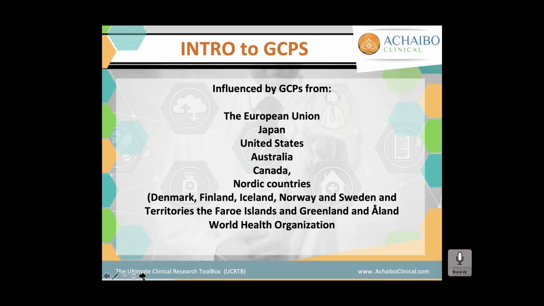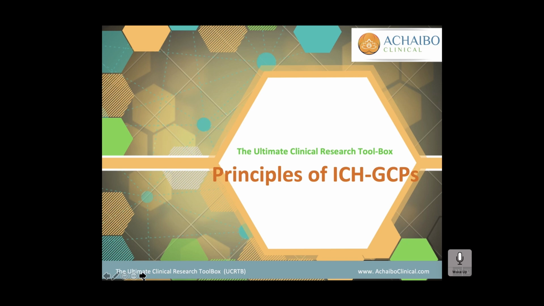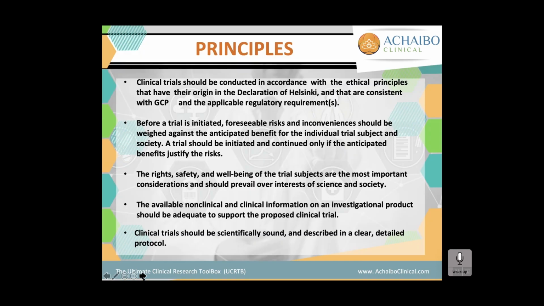So the GCPs are influenced by the European Union, Japan, the United States, Australia, Canada, Nordic countries, and then they have Denmark, Finland, Iceland, Sweden, and then there are also other territories that are actually involved, and the World Health Organization. So these are the core countries in clinical trials. But of course, there are many organizations that are also a part of it, and they also have different committees and chairpersons that do different things. So that's a brief background. I wanted you to understand this, and let's go right into the principles, okay?